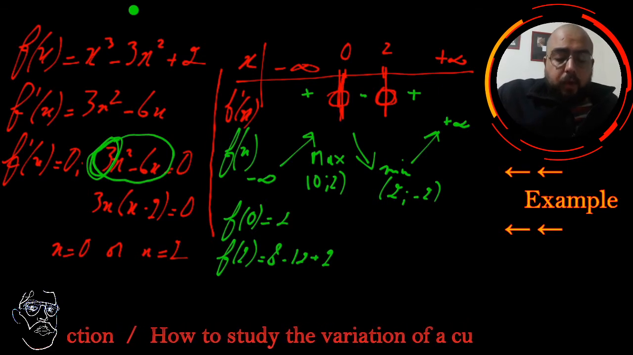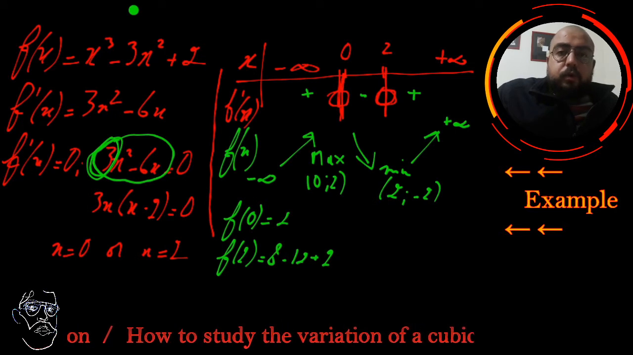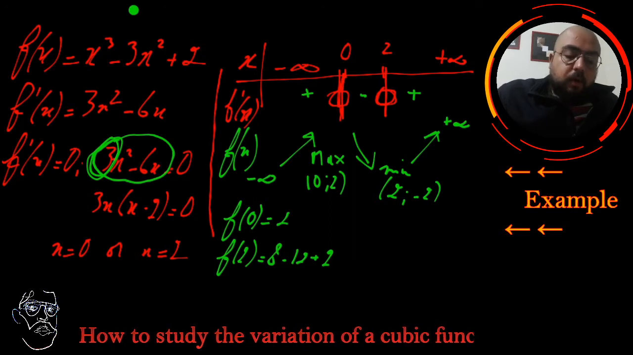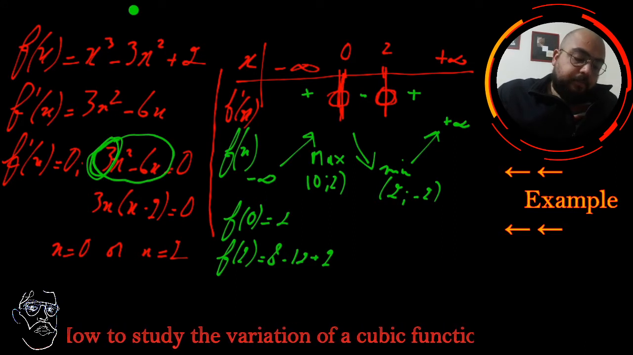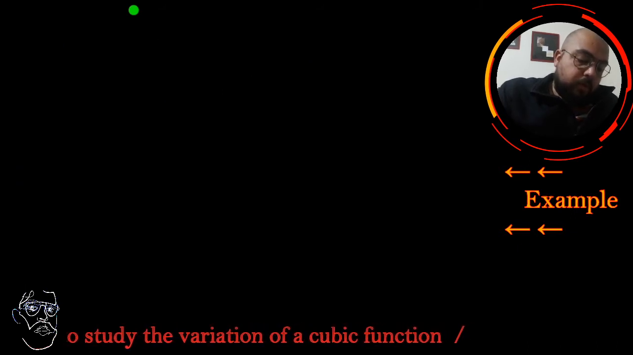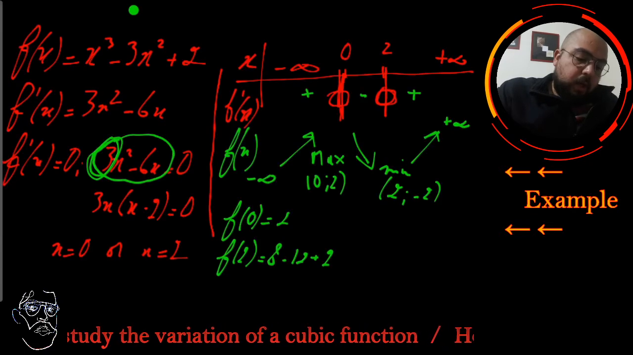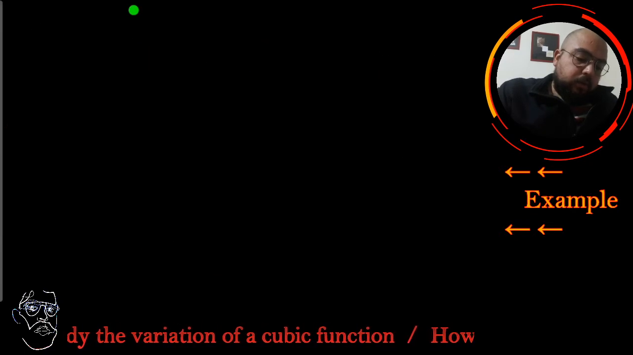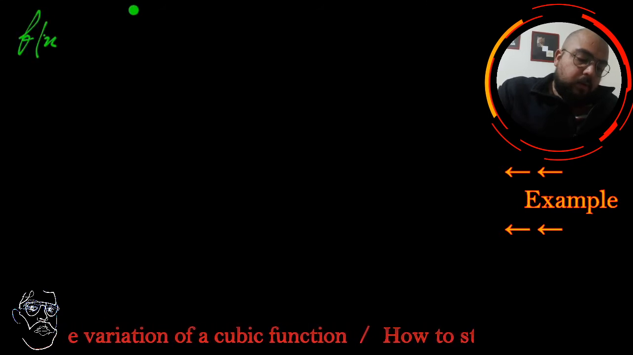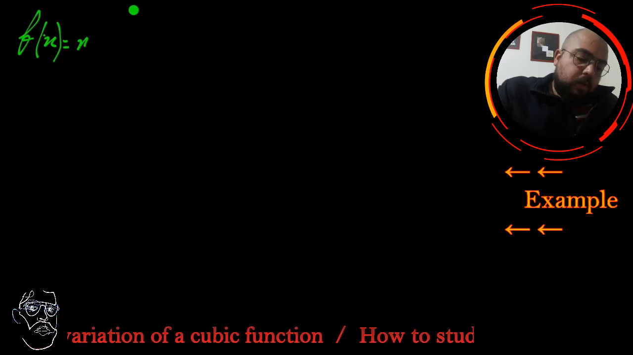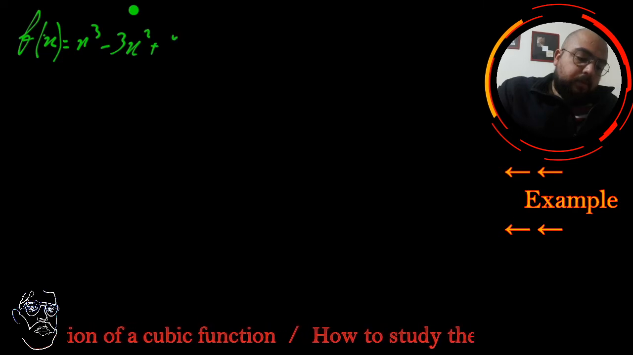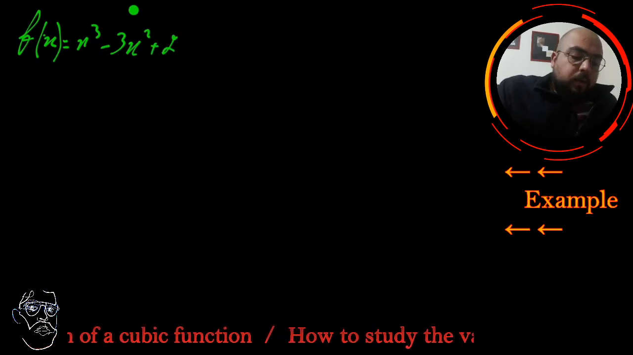Now, once we have finished doing the table of variation, we can also take some particular points. We're going to add these particular points into our graph. So we are going to choose some particular points. Let's get back to our function, x3 minus 3x2 plus 2. F of 0 was already done.